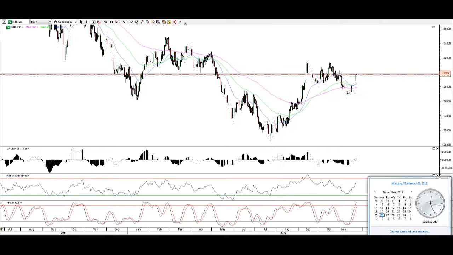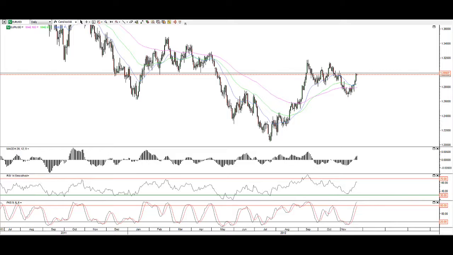Today it has just turned to Monday, 26 November 2012, and I'm here just to do an analysis of a few currency pairs and maybe some market indices. Now this is the Euro US dollar on a daily chart.